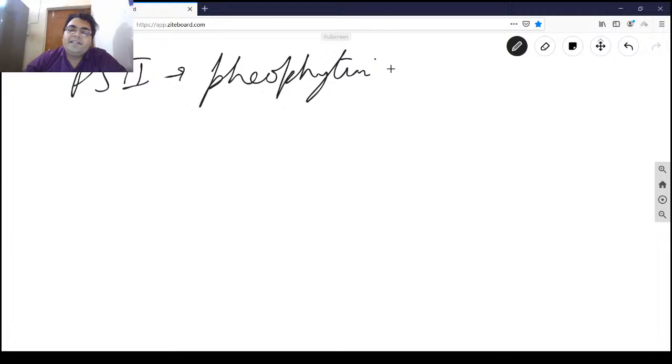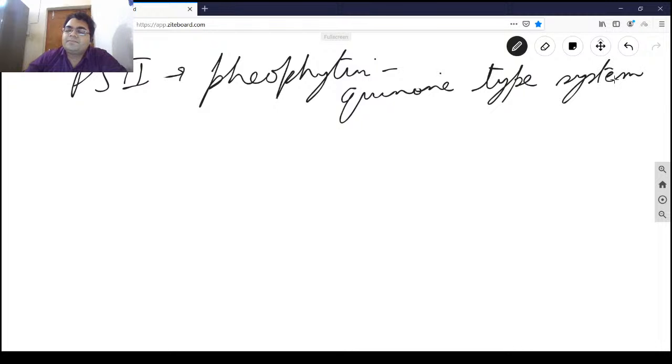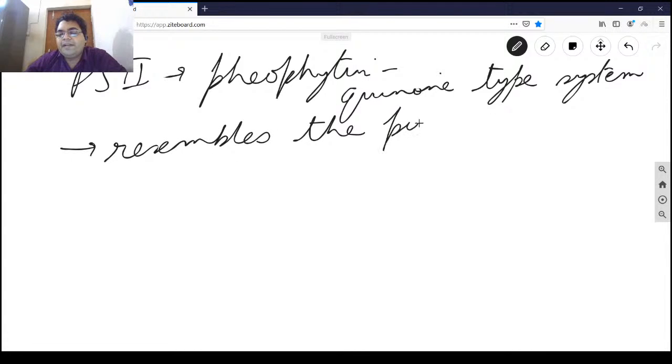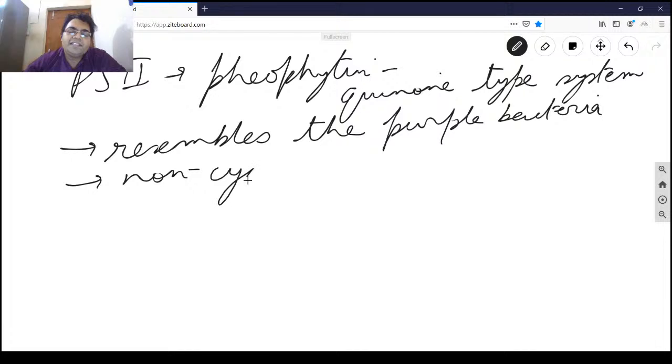So it's a pheophytin-quinone type system. It resembles the purple bacteria in its function, meaning non-cyclic, the purple bacteria P870. That I had explained to you, this is non-cyclic photophosphorylation. Only ATP is produced.